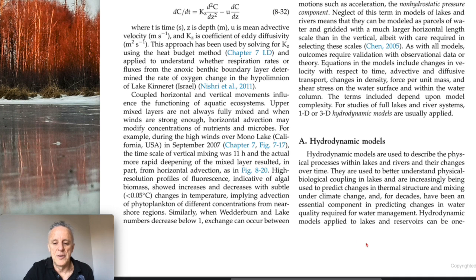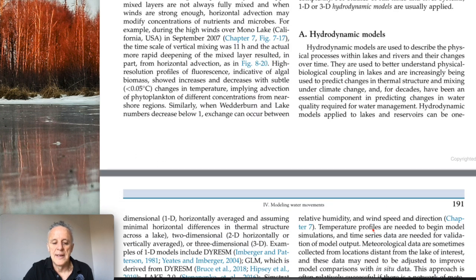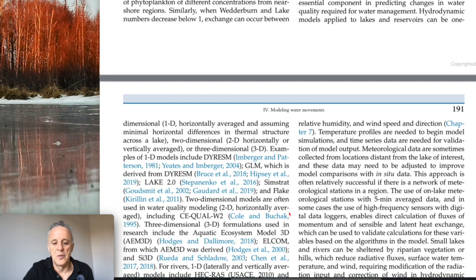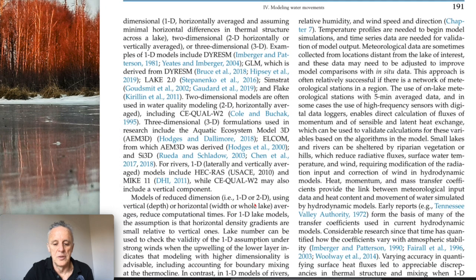Hydrodynamic models. Hydrodynamic models are used to describe the physical processes within lakes and rivers and their changes over time. They are used to better understand physical-biological coupling in lakes and are increasingly being used to predict changes in thermal structure and mixing under climate change, and for decades have been an essential component in predicting changes in water quality required for water management. Hydrodynamic models applied to lakes and reservoirs can be one-dimensional, 1D, 2D, or 3D. Examples of 1D models include DYRESM; all those are examples of models.